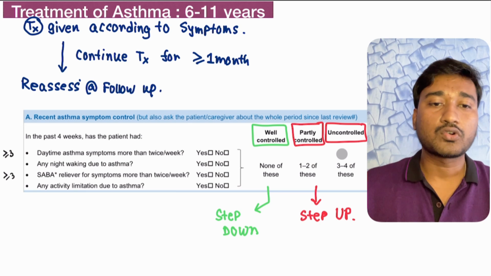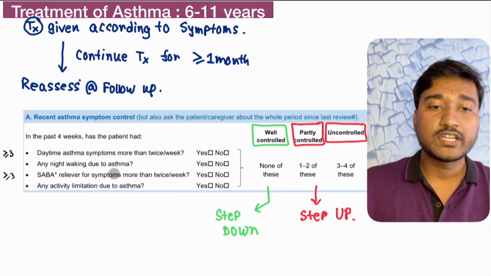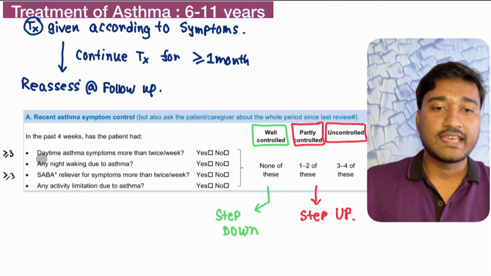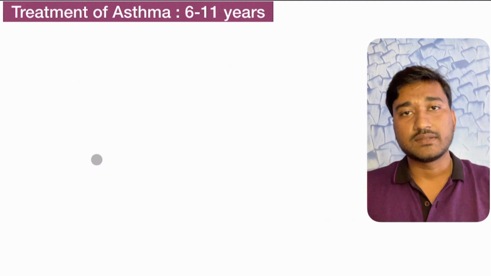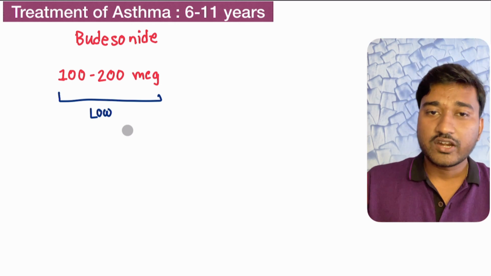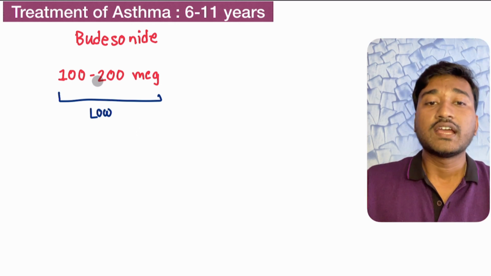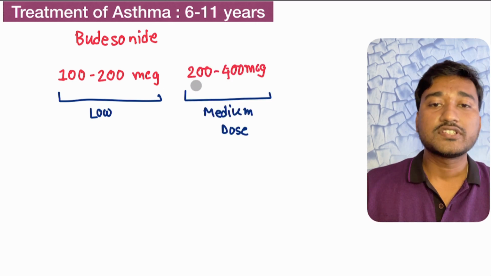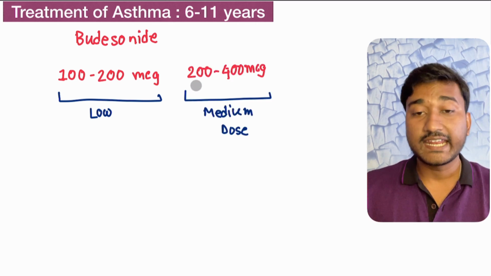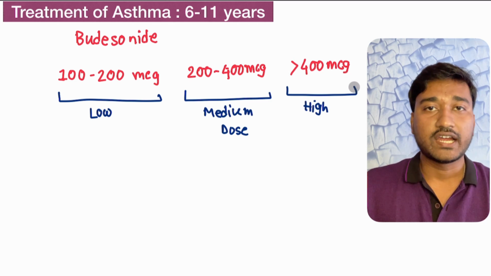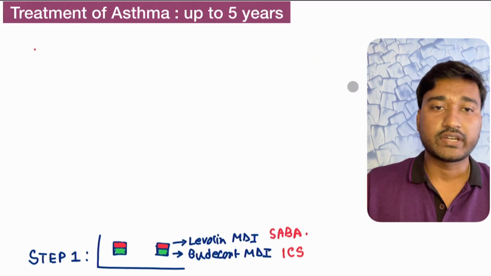That is our protocol. So remember here, more than twice, that is at least 3 or more than 3, at least 3 or more than 3, SABA use as well as daytime symptoms. Okay. So we have talked about the inhalational corticosteroid. Low dose is 100 to 200 microgram daily, medium dose is 200 to 400 microgram daily, and more than 400 microgram is the high dose for our inhalational corticosteroid. Okay.